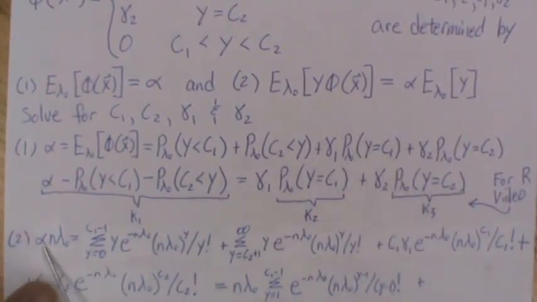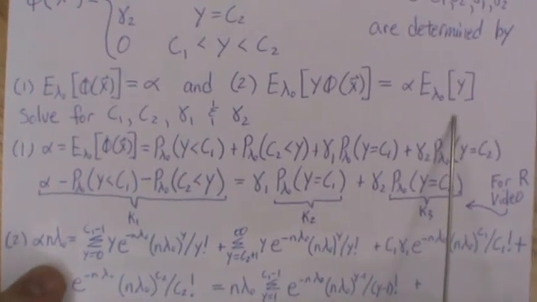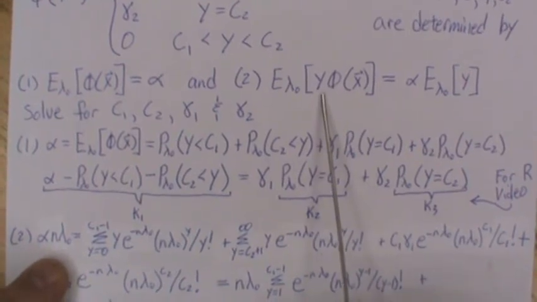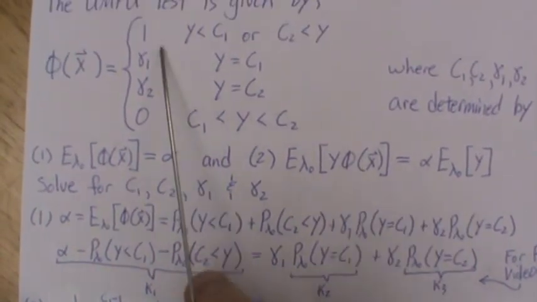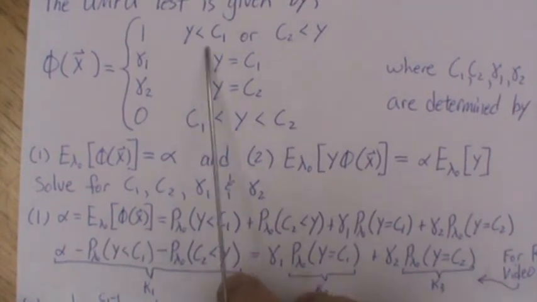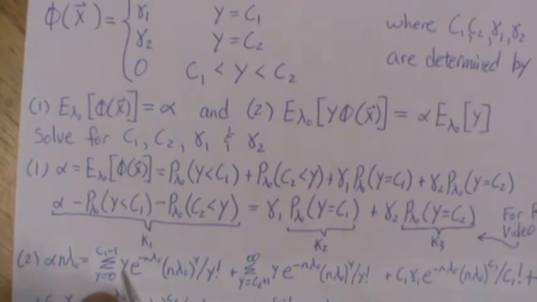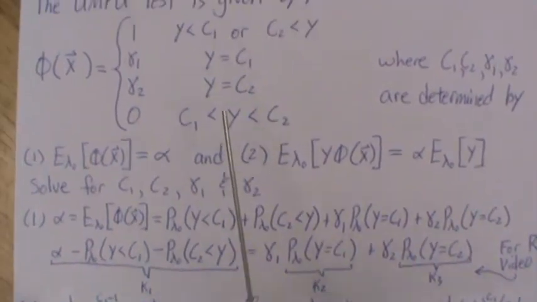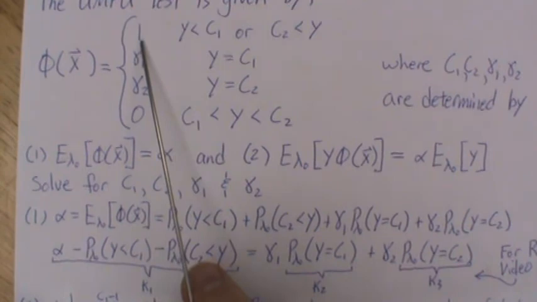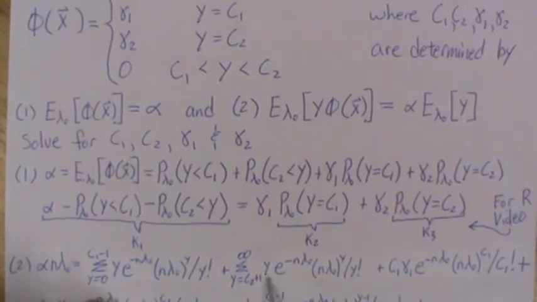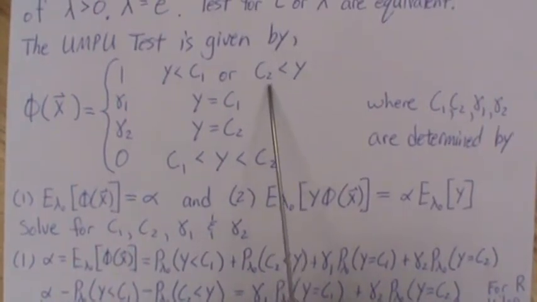So now let's look at this second equation. The expected value of y, since it's Poisson, is just the parameter, which is n lambda naught. And then this is y times the test function. So it's y times each of those values, times the probability of assuming those. Y times 1 is just y. So that's the y, and that's the Poisson probability, and it's summed. This is the second one, so it's y times that Poisson probability of C2. That's this piece right here.